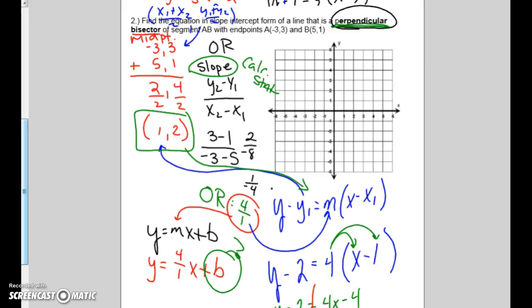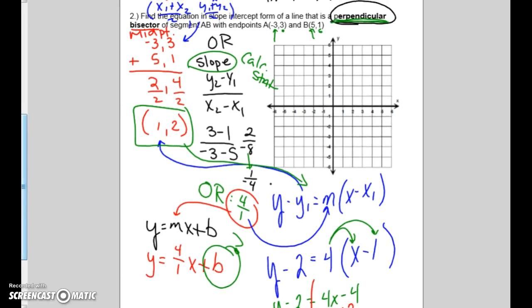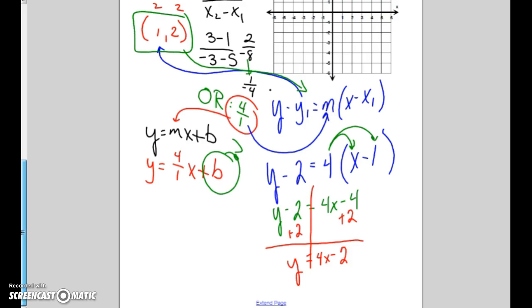So here, y2 minus y1. So 3 minus 1, and then -3 minus 5. That gives me 2 over -8. I can reduce that down to 1 over -4. But I don't want that. I want the opposite reciprocal. So instead of a negative, I make it a positive, and I flip my numbers.